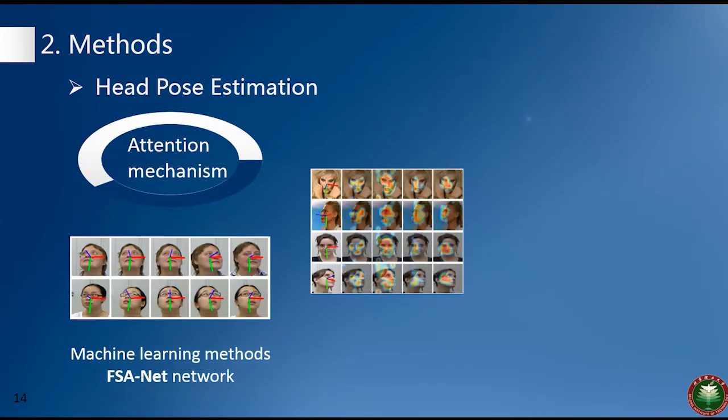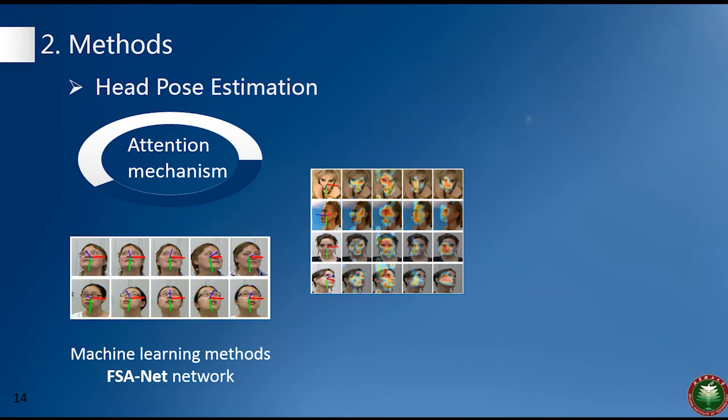For the machine learning method we use the fast network. It uses the attention mechanism for similarity calculation to obtain the head pose. Then it converts the regression task into a classification task. It divides the angle into several intervals, predicts the discrete angle, and estimates the head pose.